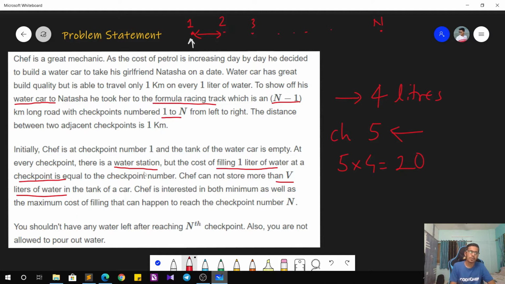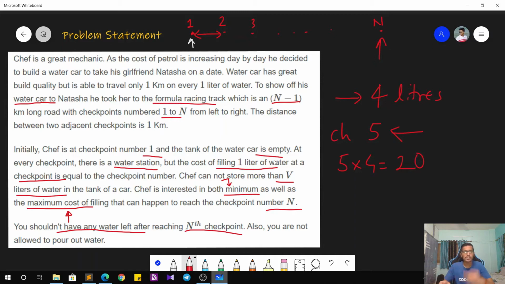That capacity is V. Now, Chef is interested to know both the minimum as well as the maximum cost of filling the water such that he reaches checkpoint number n. Obviously, to move the car, water is required, and he has to refill at some point. He wants both the minimum cost of refilling as well as the maximum cost of refilling that can occur. Also, keep one more condition in mind: when Chef reaches the nth checkpoint, the last point, he shouldn't have any water left in the tank. The tank should be empty when the car reaches checkpoint n, and in the beginning at checkpoint 1, the tank was empty. Keeping these points in mind, we have to solve the question.